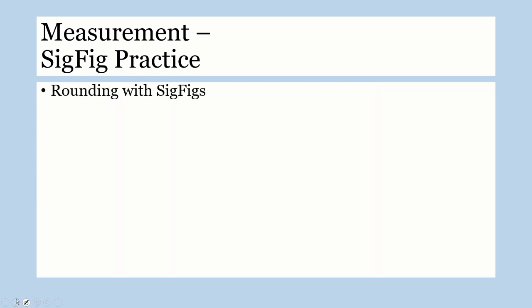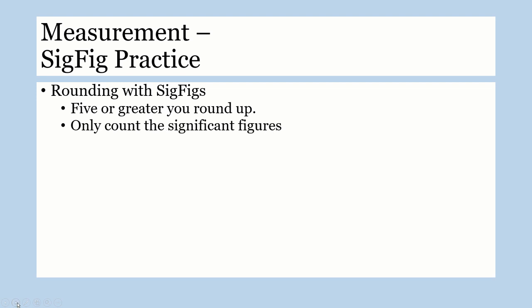So let's talk about rounding. Rounding seems to be an issue each year. It's really not a whole lot different than what you're used to in the past, but we just have a couple of little things that we have to worry about with significant figures. So in general, you look next door, and if next door is a 5 or greater, you round up. There are no other rules about rounding. 5 or greater, you round up.